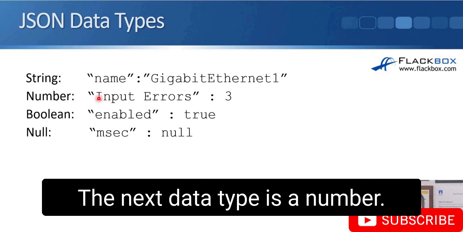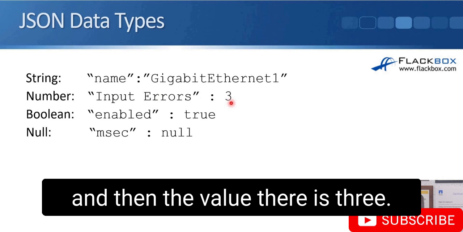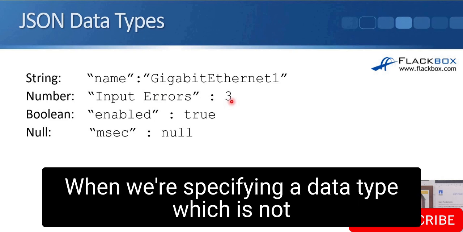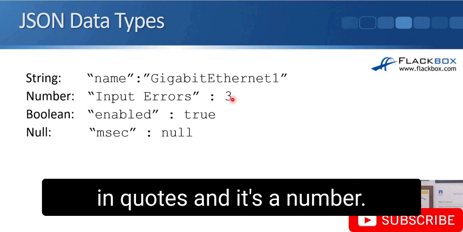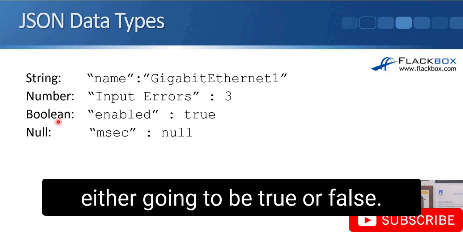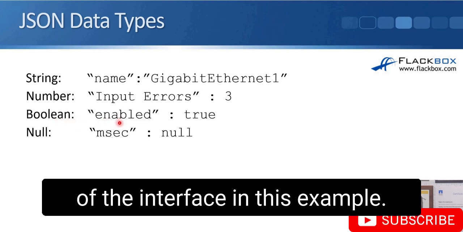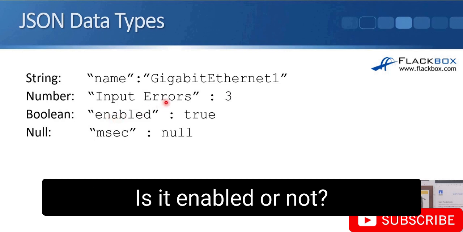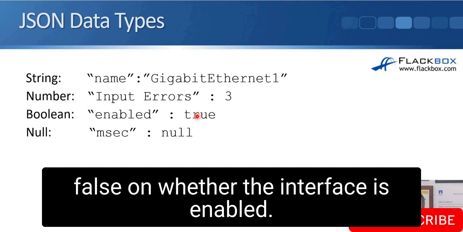The next data type is a number. So here, the example here, the key is input errors, and then the value there is 3. When we're specifying a data type which is not a string, we don't put it in quotes. So we can see here it's not in quotes and it's a number, so the data type is number. Boolean is either going to be true or false. So here we're describing the state of the interface in this example. Is it enabled or not? That's a Boolean value. Either it's true or false on whether the interface is enabled.